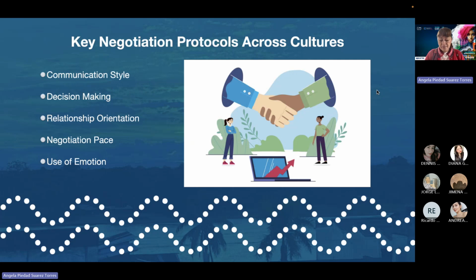Relationship orientation, task focus versus relationship focus. Some cultures just go for the negotiation process, to seal the deal. Some others go first to build trust, to build a relationship, and then they look at the process of negotiation. The importance of trust and rapport before business. Some cultures prefer to build a relationship between the parties, to know each other, to build some trust, and then they go through the business. And some others don't care about building any relationship. They just go for the opportunity and deal with the business, and just that.